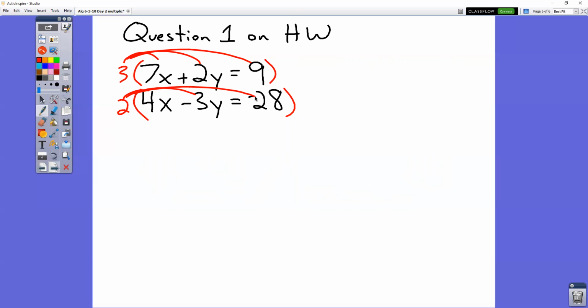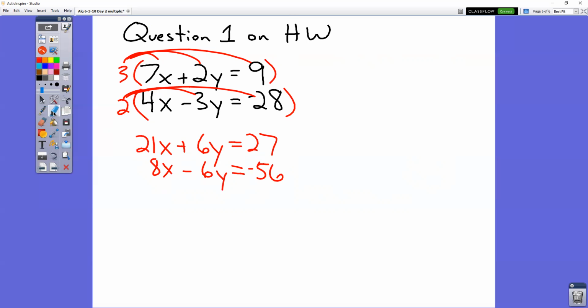So you would have 3 times 7x, which is 21x. 3 times 2y, which is 6y. 3 times 9, which is 27 for that upper equation. For the bottom equation, 2 times 4x is 8x. 2 times negative 3y is negative 6y. 2 times negative 28 is negative 56. Notice that I now have my opposites right here. So the next step is just to add going down, and those y's will cancel out.